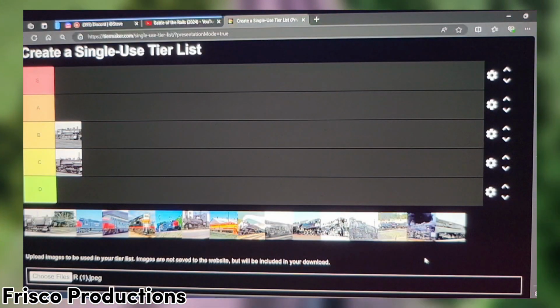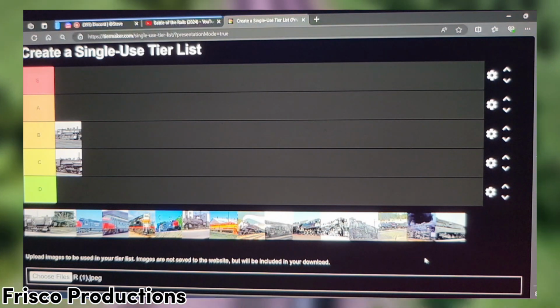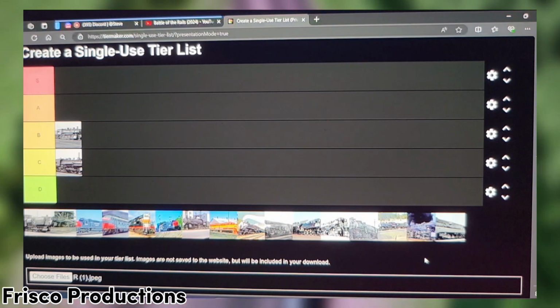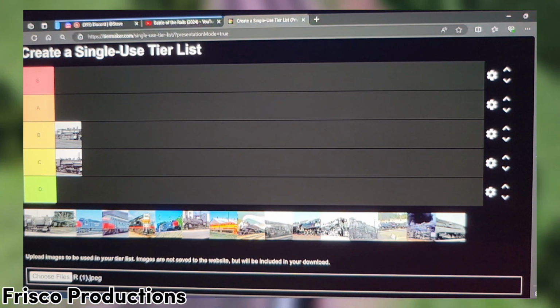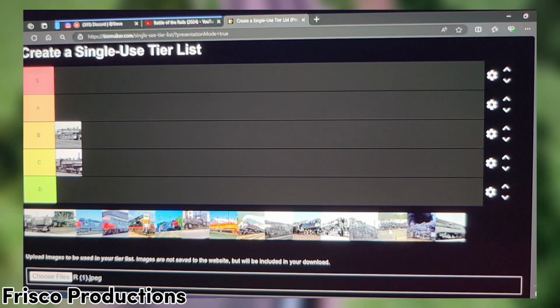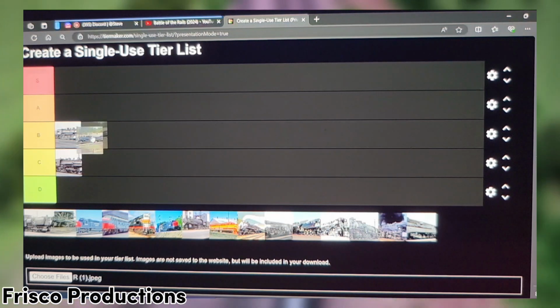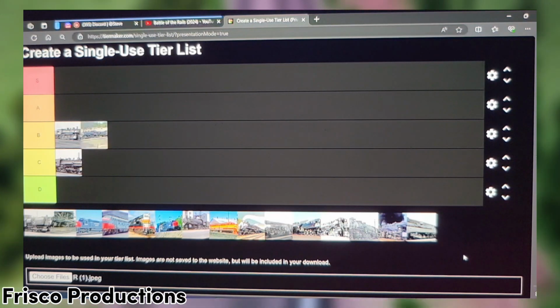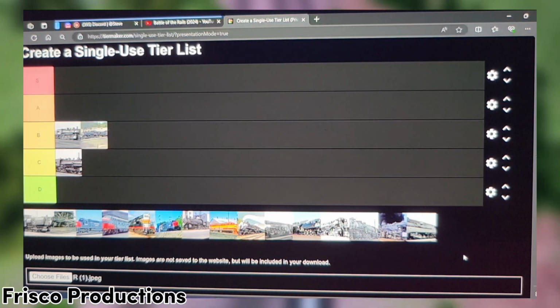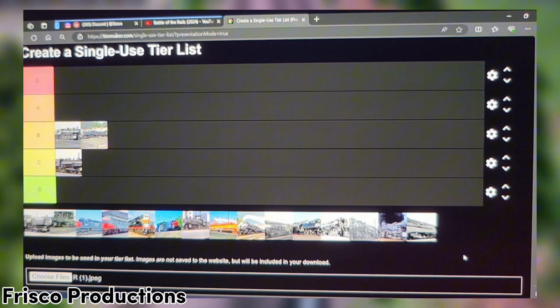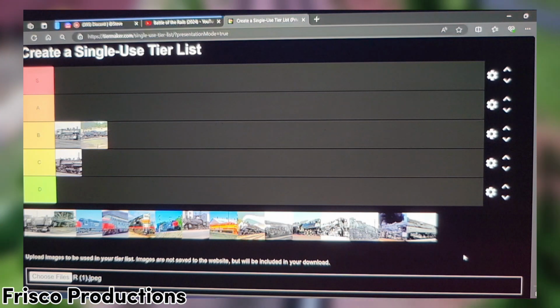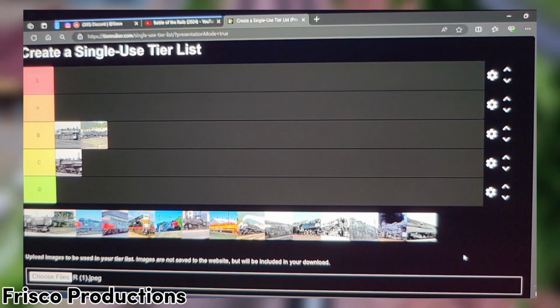For example, 1673, which was built in November of 1900. We're going to put this one in B tier because it was a versatile locomotive. You could get it to do anything as long as the train wasn't too long. Yeah, let's just place it in B tier for now.